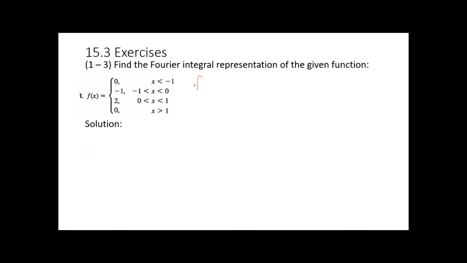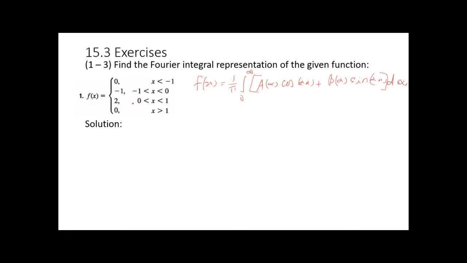Write the formula. F of x is equal to 1 over pi integral 0 to positive infinity, A of alpha cosine alpha x plus B of alpha sine alpha x d alpha. All these terms are under the bracket up to sine alpha x. Now, this is neither an even nor an odd function, but it is defined from negative infinity to positive infinity.